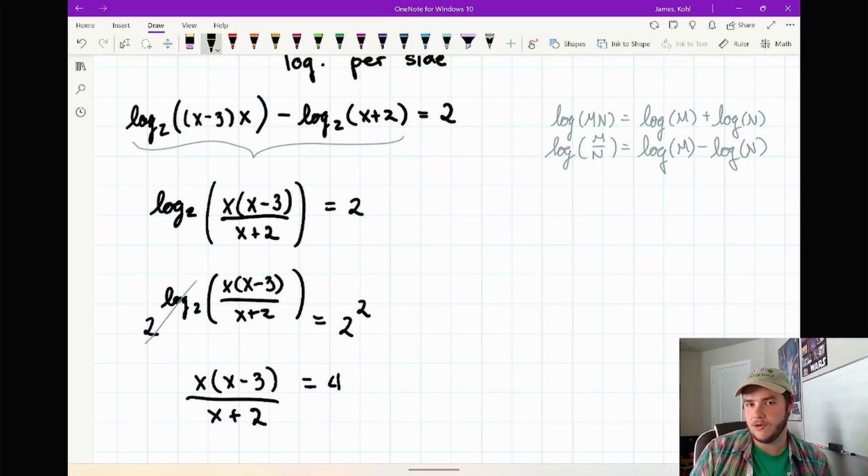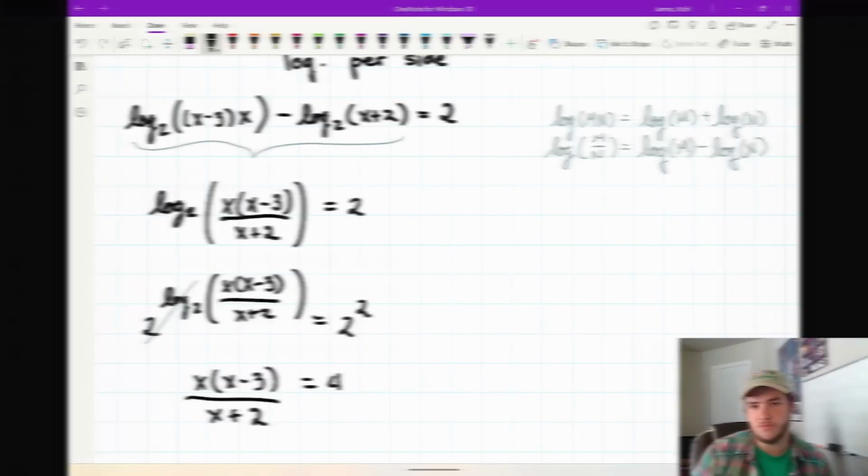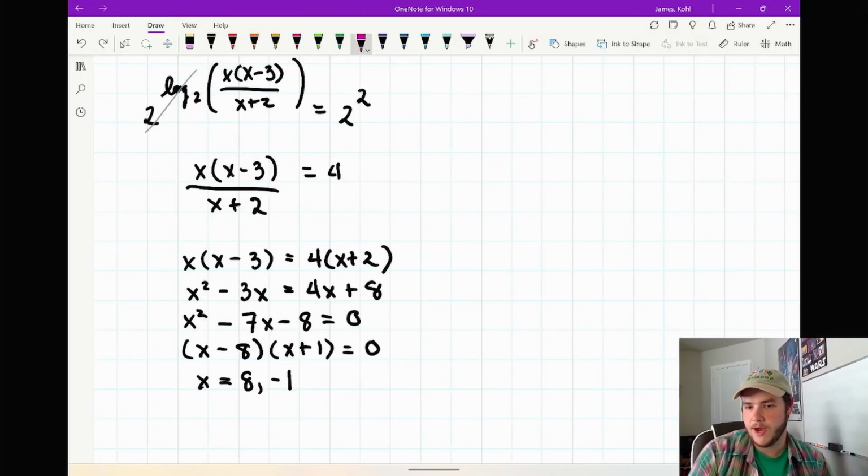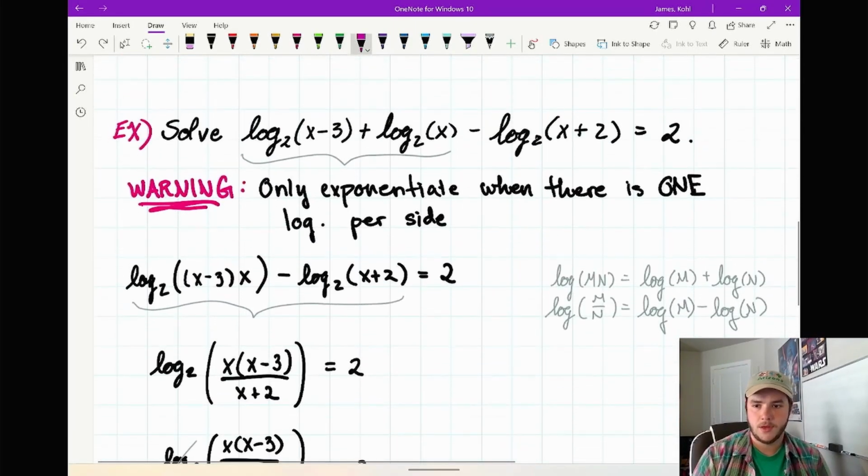Why don't you pause the video here to see if you can finish solving this problem? Hopefully you were able to arrive at x should be 8 or negative 1. Again, this was just by multiplying x plus 2 over to the other side. That left me with a quadratic equation to solve. But there is a problem here. Let's go back up to the original equation.